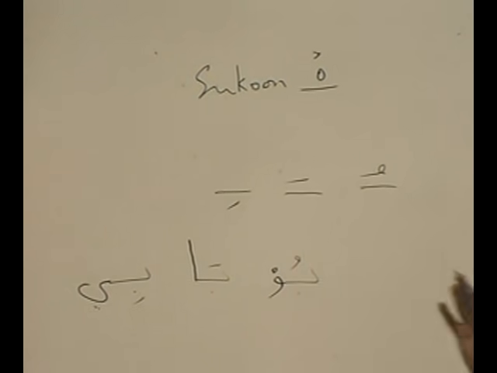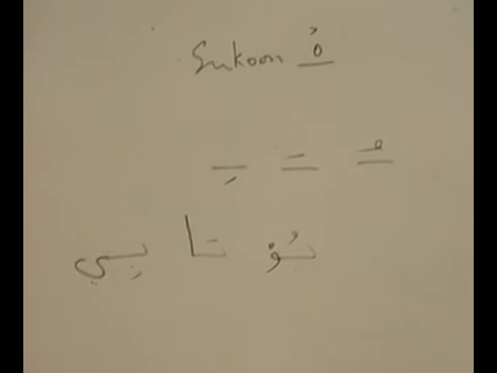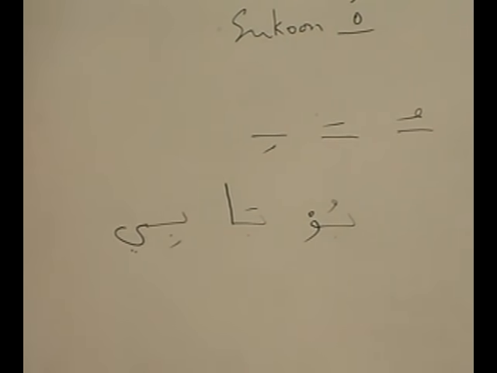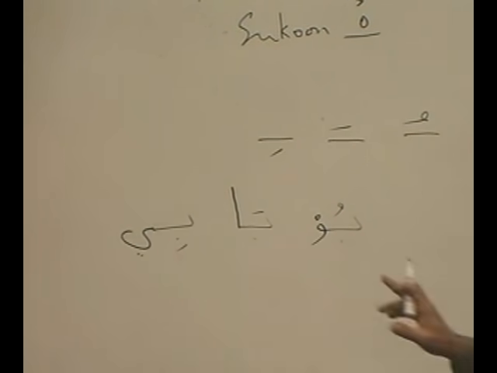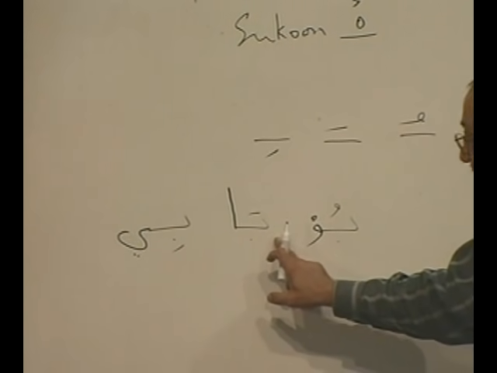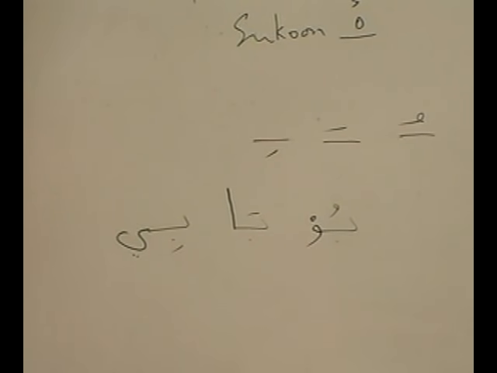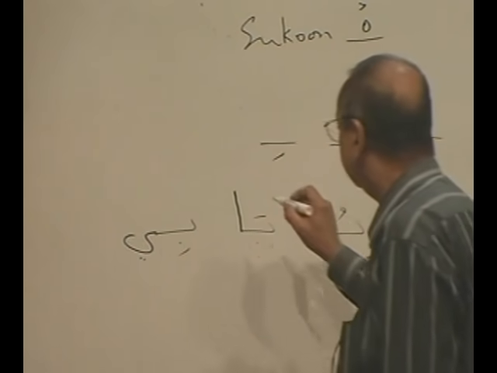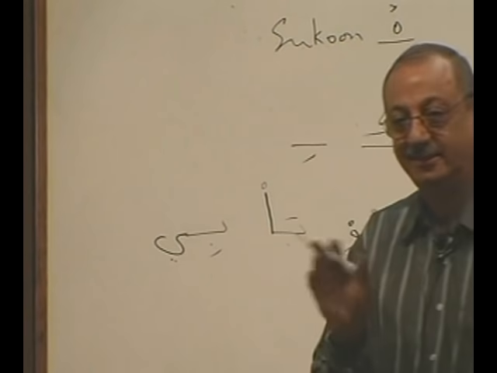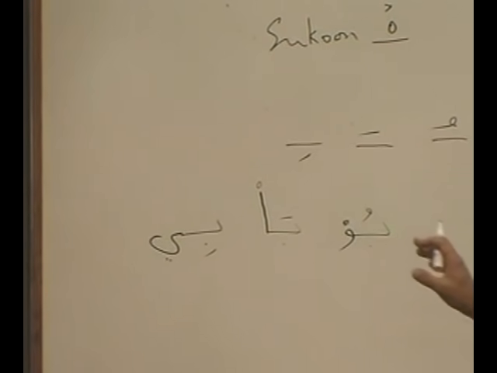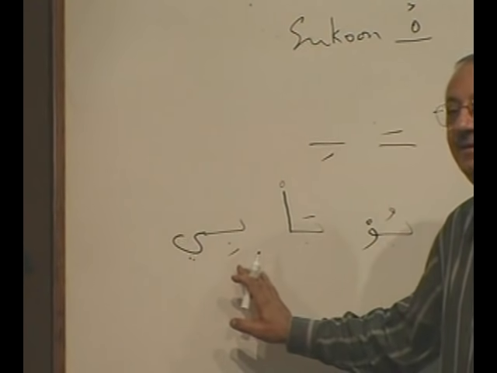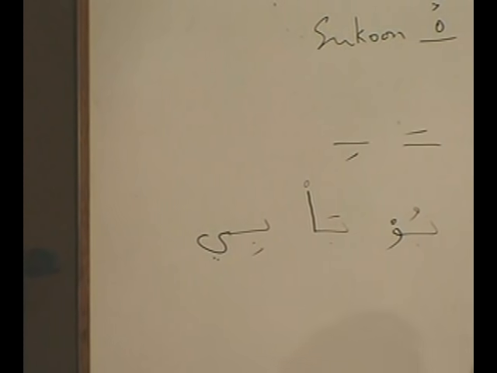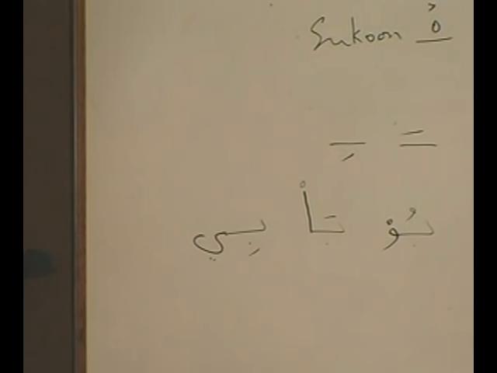Now this you never write. You never write, but you understand. If I say ba, where is the vowel sign? On the ba. What is on alif? There is a sukun. We don't write it, but there is a sukun. And what about B? Where is the vowel sign? On the B. What is on the ya? A sukun, because there is no vowel sign.